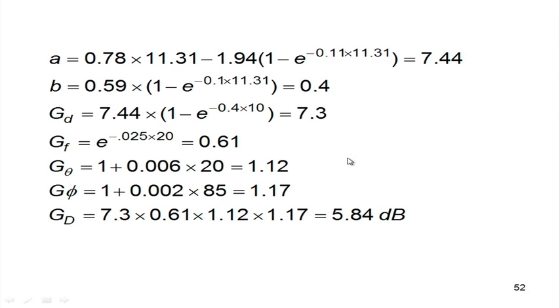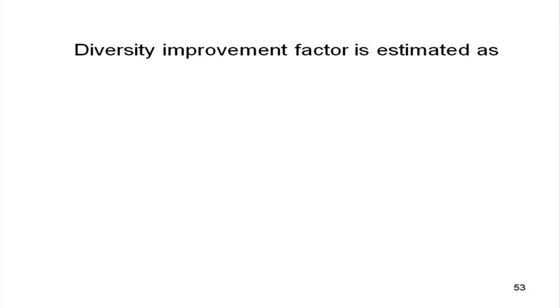So with a 10 kilometer distance, where your loss was 11.31 dB, you get an advantage of 5.84 dB. So almost half of that you have gained with this, just to show you that number. Similarly, this is the diversity gain what you have seen.